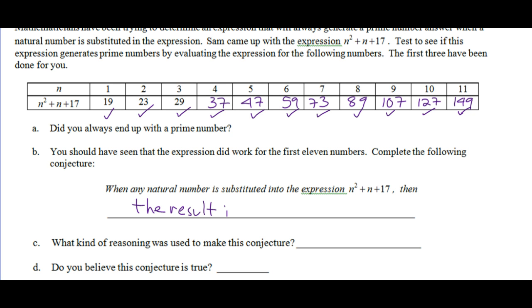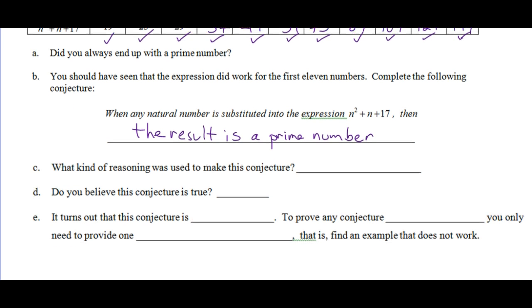So do you think this is always true? Okay, you got 11 examples. Seems reasonably convincing. 11 of them, it seems to work. What kind of reasoning did we use? Read the words from the top of the page. Inductive reasoning, right? We have specific cases. We got this expression. We put in 11 numbers. It worked for all of them. That's inductive reasoning. We've come up with a conjecture, which is that, yeah, this works. It's going to be prime. Okay, so do you believe it's true? Yes.